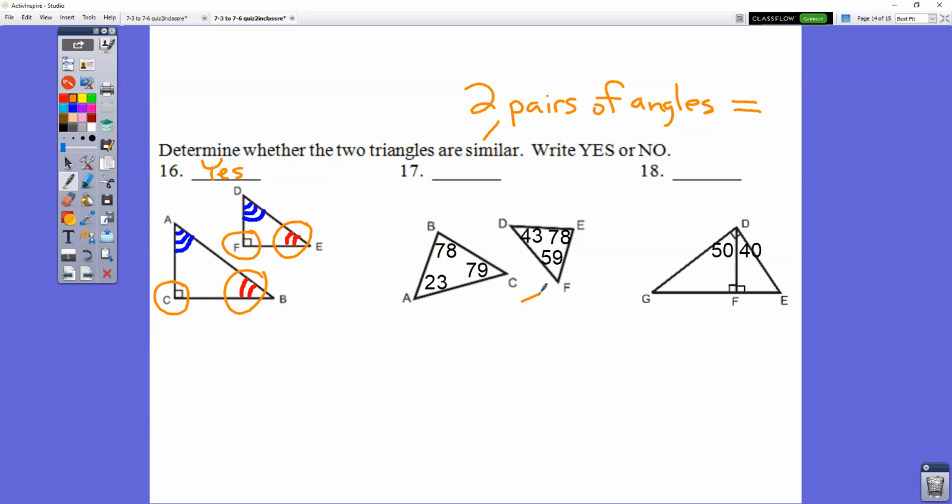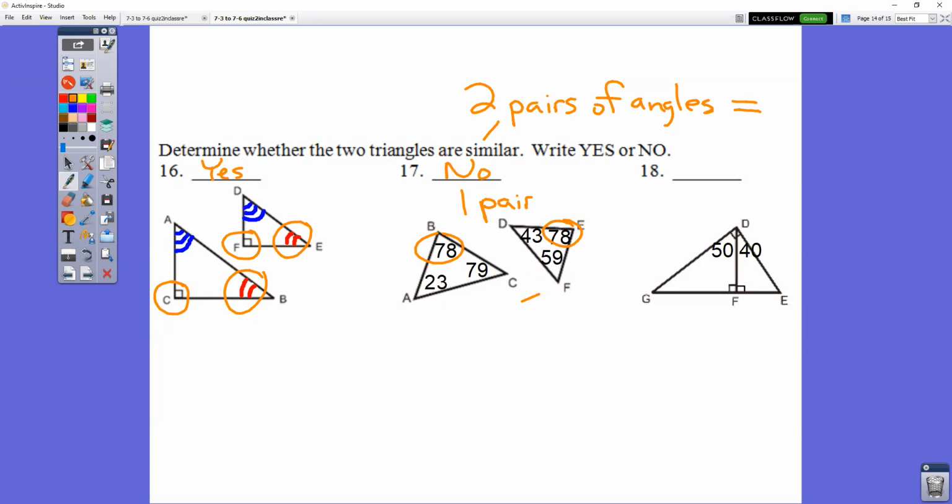In 17, we have the 78 and the 78 that are the same, but we don't have any other angles that are the same. So they only have 1 pair. So this is a no, because they only have 1 pair of angles that are the same. Remember, if they have 0 pairs that are the same or only 1 pair, they are not similar.